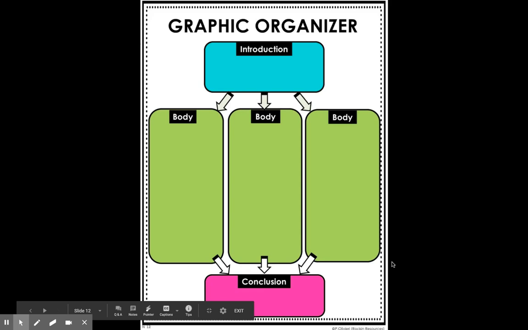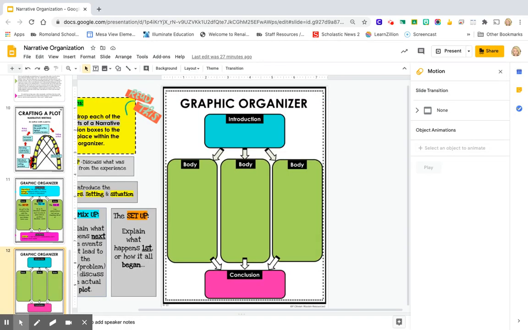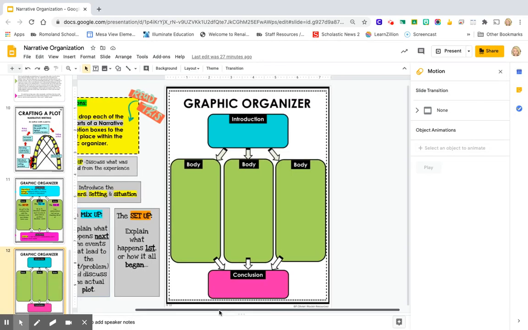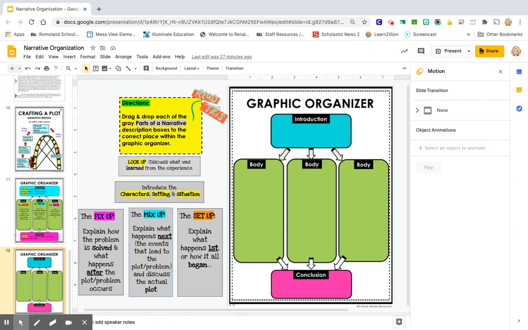So for your activity today, we're going to focus more just on this graphic organizer and the pieces of a narrative organization, so our narrative writing piece. And for your activity, I'm going to go out of here and show you. When you go to do your assignment today, it's going to look like this. You have your graphic organizer here, and it has the 3 main parts: your introduction paragraph, your body paragraph, and your conclusion paragraph. But we're missing what goes in each one of these.